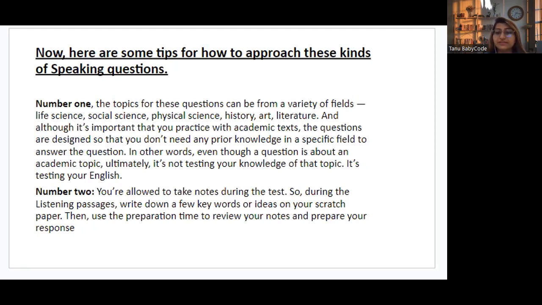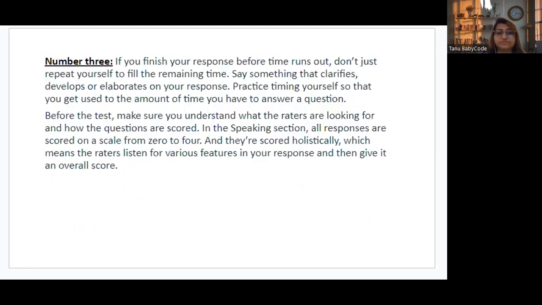Second, you are allowed to take notes during the test. So during the listening passages, write down a few keywords or ideas on your scratch paper. Use the preparation time to review your notes and then prepare your response, right? So be careful whenever you start taking notes.